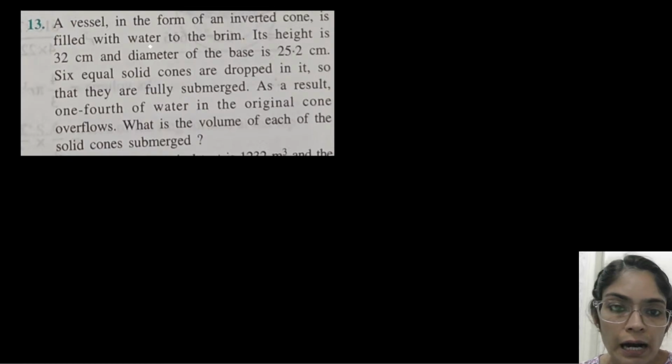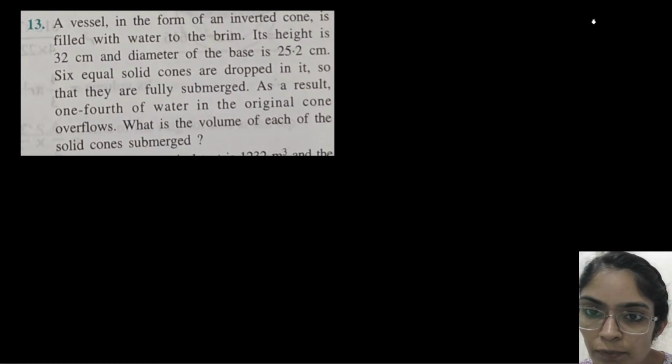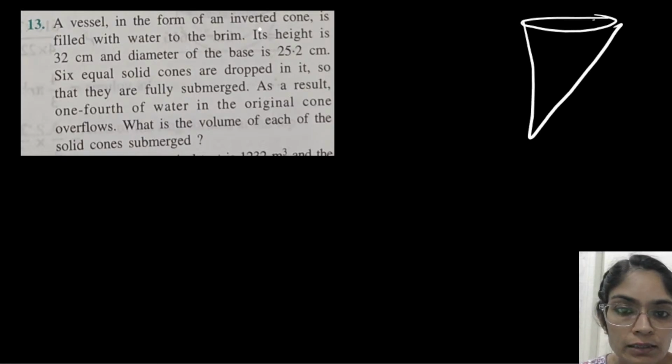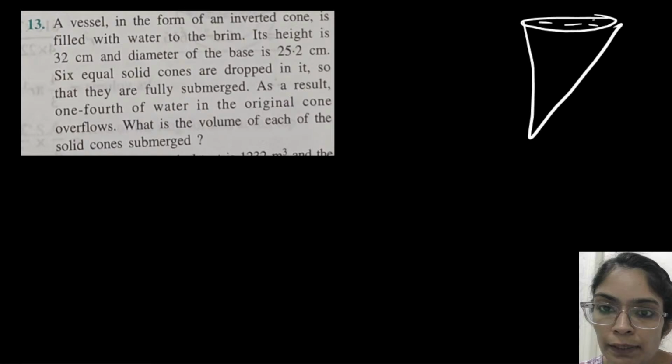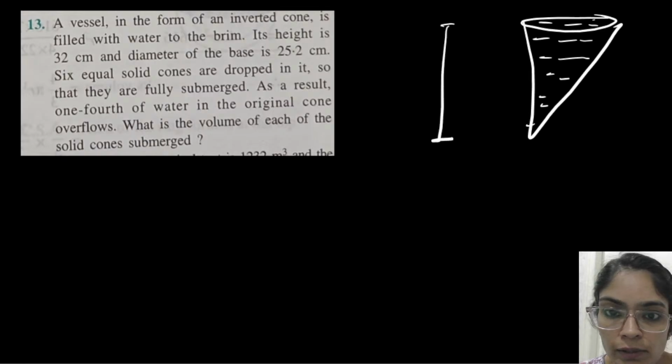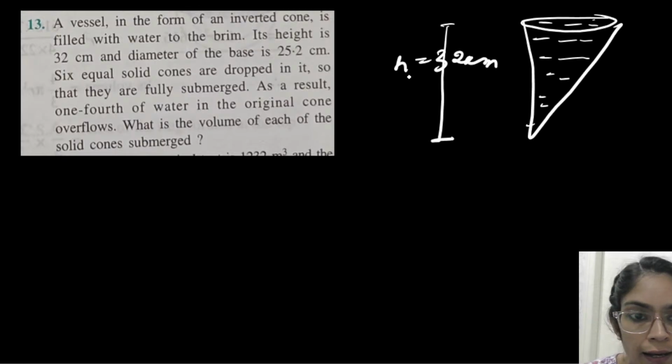A vessel in the form of an inverted cone. So one vessel which is in the form of an inverted cone, like this it will be. Up to brim means completely it is filled with water. Its height is given to us, height of this is 32 centimeter. And also diameter is given to us, 25.2.